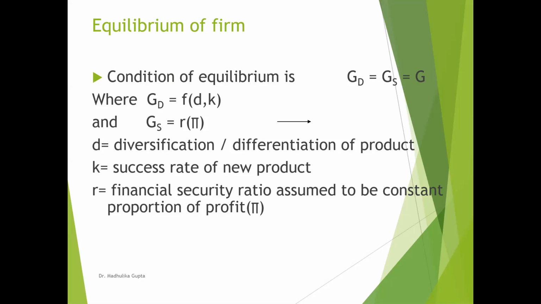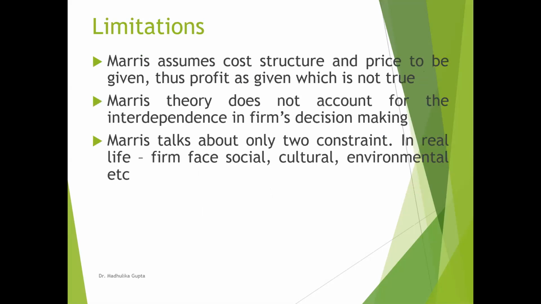That is the condition of equilibrium. It is seen over here. So the rate of growth of demand for the product of the firm GD and the rate of growth of capital supply GS: the condition of equilibrium is GD equal to GS equal to G, where GD is a function of D and K. What is D? D is diversification or differentiation of product. And what is K? K is the success rate of new products. And GS is a function of R, the financial security ratio, assumed to be constant, and the proportion of profit. This is how it is given in this particular model.